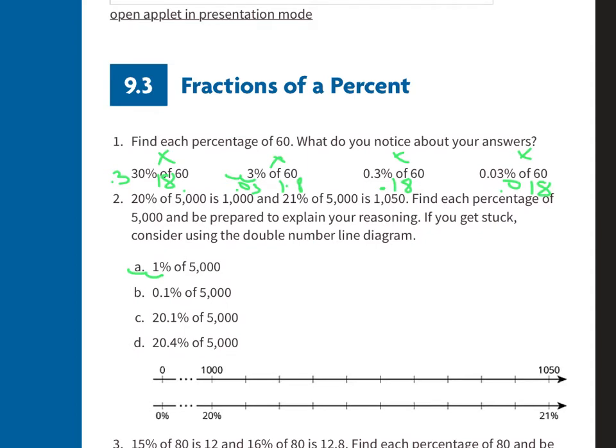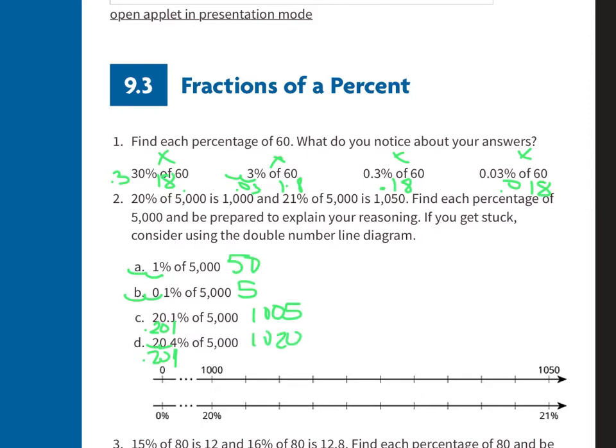0.01 times 5,000 is 50. Okay, this would be, move it over twice, 0.001 times 5,000 is 5. 20.1%, so if we move the decimal over twice, it's 0.201. So 0.201 times 5,000 is 1,005. And then we move the decimal over again twice, 0.204. 0.204 times 5,000 is 1,020.